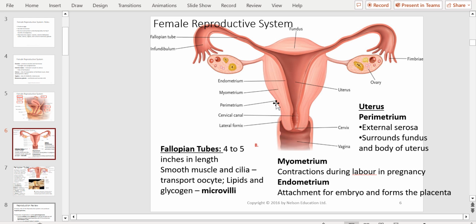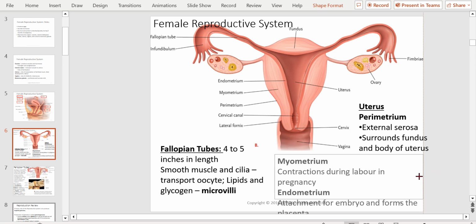You'll notice the outside perimetrium, the muscle of the uterus, the myometrium, and then the inside lining is called the endometrium. The fallopian tubes, about 4 to 5 inches in length, have smooth muscle and cilia, and transport the oocyte, lipids, and glycogen. Little microvilli for sure. The myometrium contracts during labor and pregnancy. The endometrium is the inside attachment for the embryo, and forms the placenta.